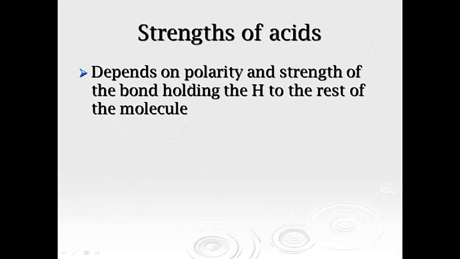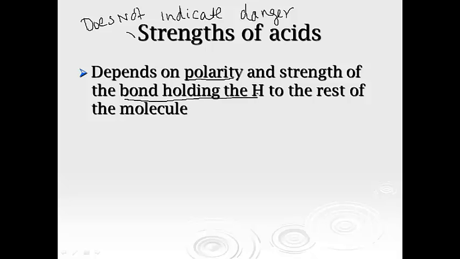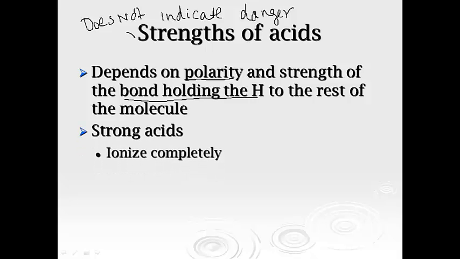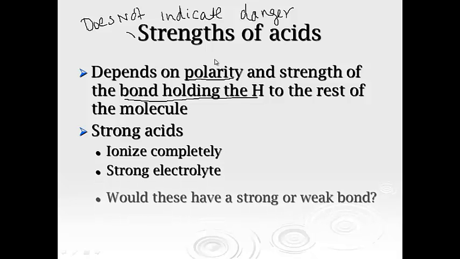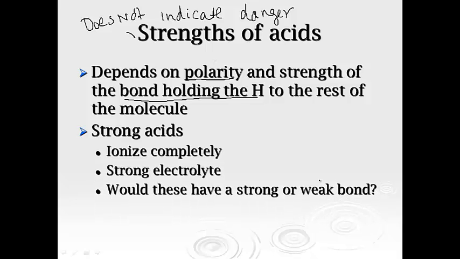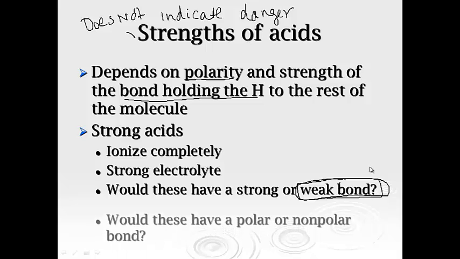Okay, now we have to talk about strong and weak acids. Strength of acids, first of all, does not indicate or influence danger or potential danger. This is just how strong they are. What it depends on is the polarity and the strength of the bond holding the hydrogen to the rest of the molecule. Strong acids will ionize completely. They are strong electrolytes. And if they ionize completely, these would have a weaker bond, which allows it to be separated.